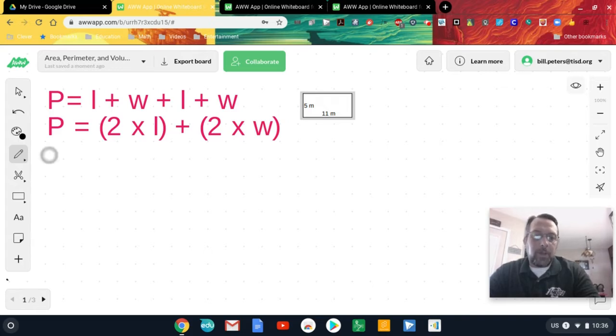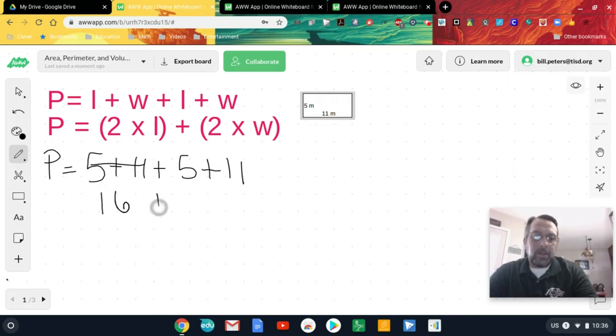The first formula is P equals 5 plus 11 plus 5 plus 11. 5 plus 11 is 16, plus 5 plus 11 is 16. That means that my perimeter is 32.